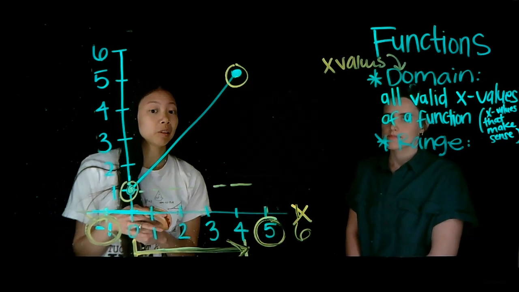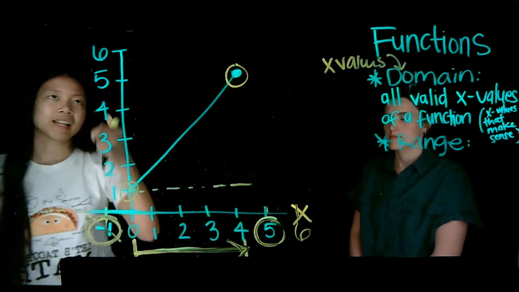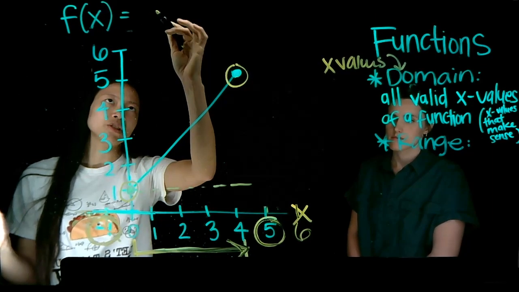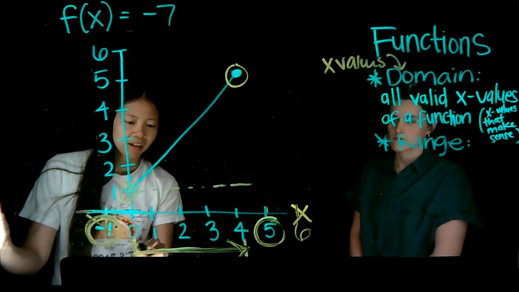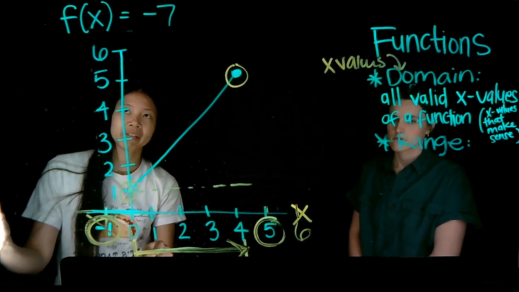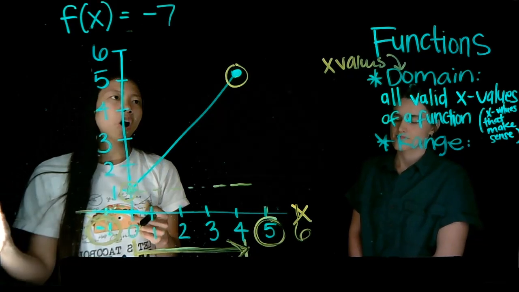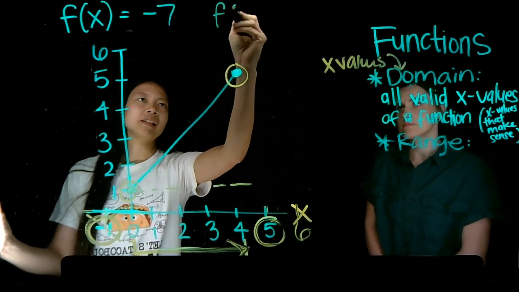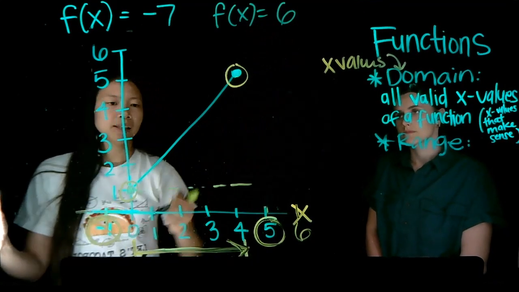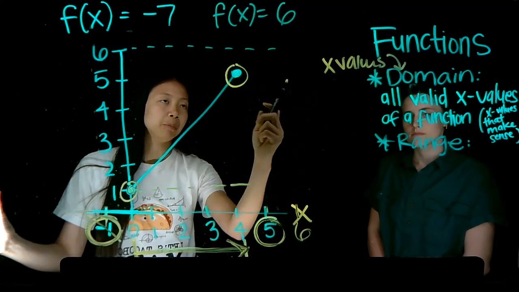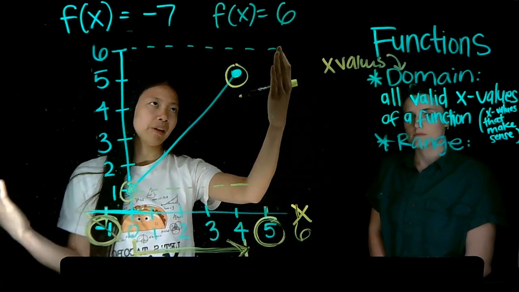All right, similarly, we can look at our outputs. What if they asked us, when is f of x equal to -7? Well, looking at my graph, it doesn't even go down this far, right? -7 isn't even an option here. Or what if f of x is 6? What if my output is 6? Well, there is no output. This graph doesn't go that far to reach 6.